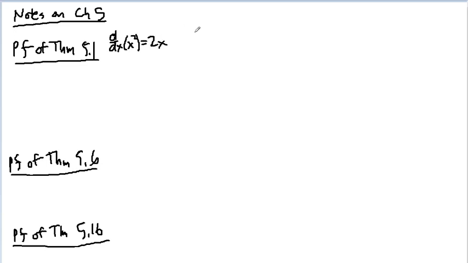The way you normally prove that is you say the limit as x goes to x naught of (x squared minus x naught squared) over (x minus x naught) equals the limit of, oh, you can cancel, so you get x plus x naught, which equals 2x naught. That's normally how you prove it.